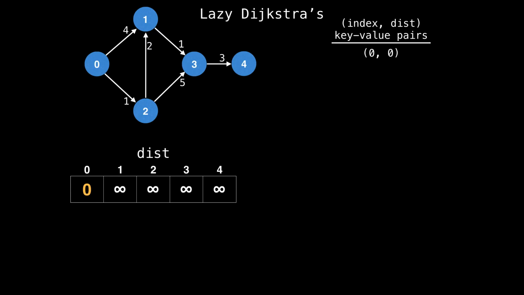Also, insert the key value pair 0, 0 into the priority queue to indicate that we intend on visiting node 0 with a best distance of 0. Then the algorithm actually starts, and we look inside the priority queue for the first time, and we discover that we should visit node 0.